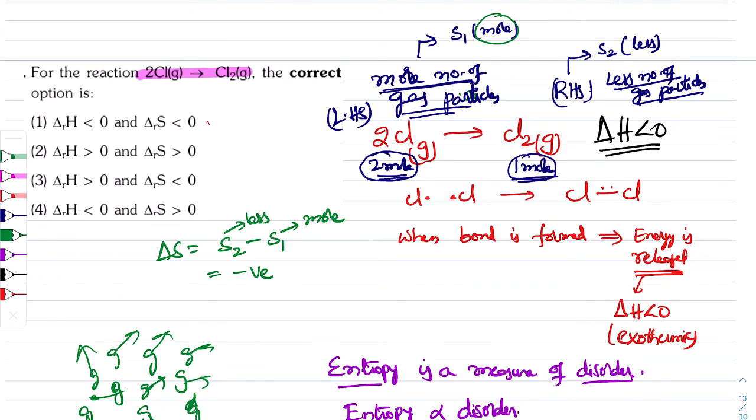So delta S is negative, and delta H we discussed in the beginning is also negative. See which option is matching. Delta H is negative and delta S is also negative. So delta H is negative we got, and delta S is also negative we got. So let's select this option. This is the right option for this.